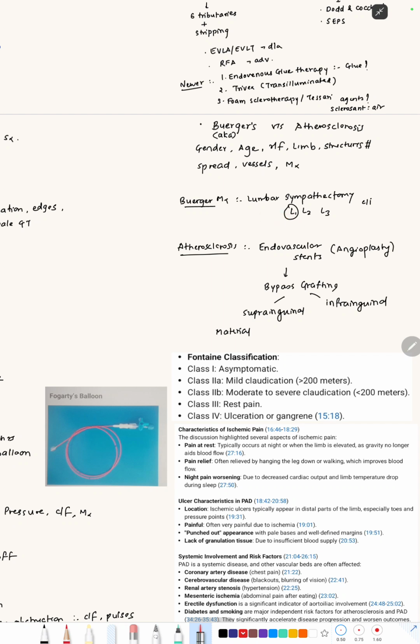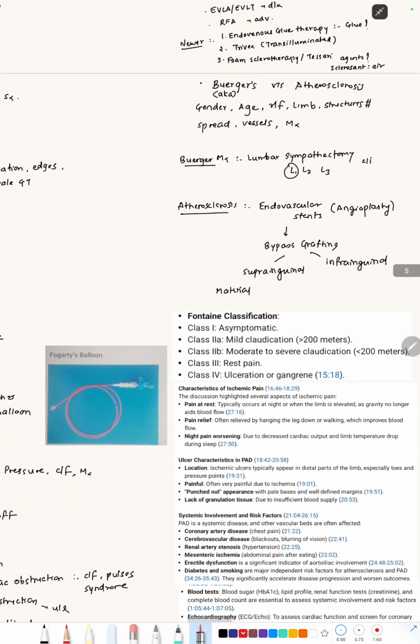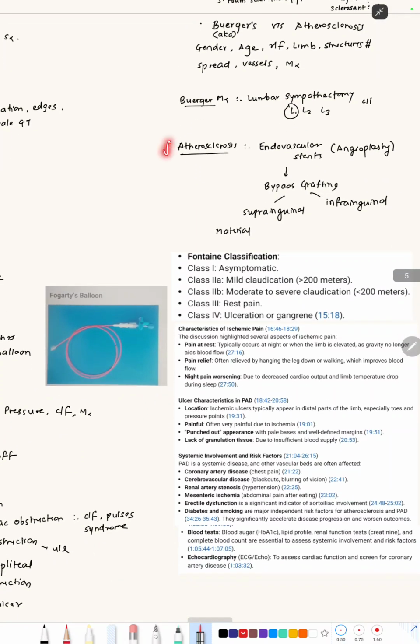Then this lumbar sympathectomy is contraindicated if there is intermittent claudication. So if intermittent claudication, you have to manage it conservatively. Only if rest pain is present, the lumbar sympathectomy is done. Atherosclerosis, very important. In Buerger's disease, no angioplasty or grafting is done. In atherosclerosis, the first line is going to be endovascular stents, that is angioplasty. If it fails, then bypass grafting.